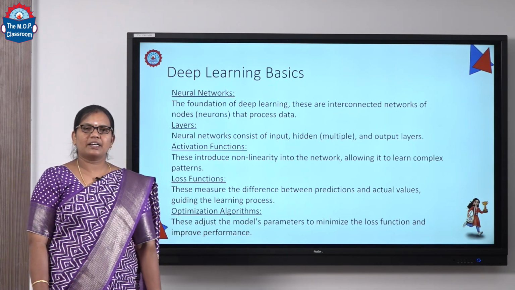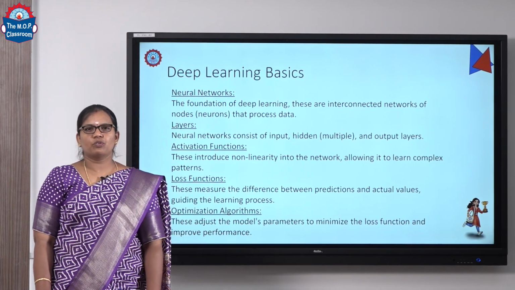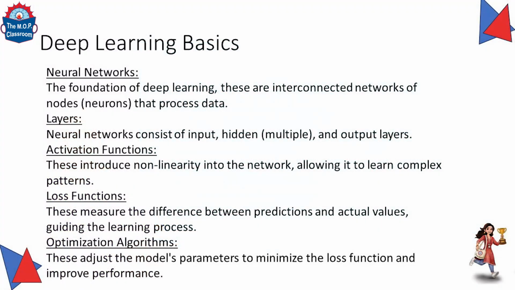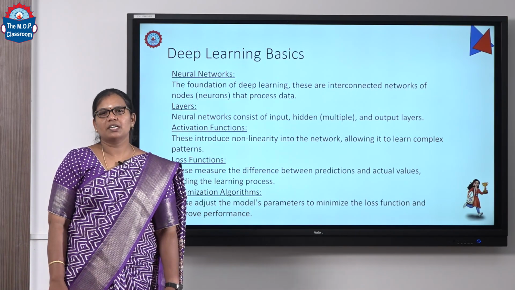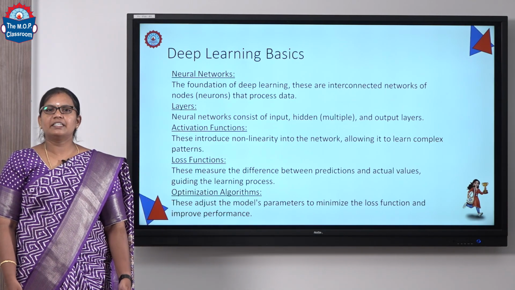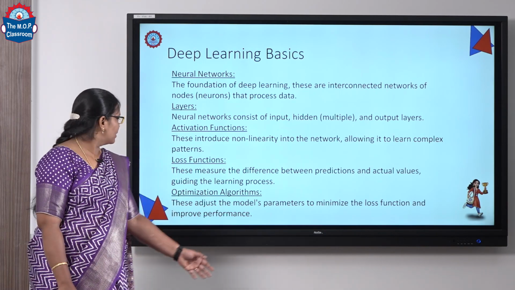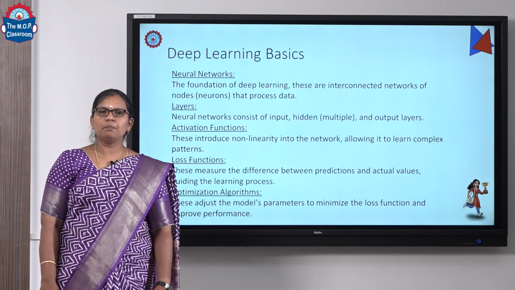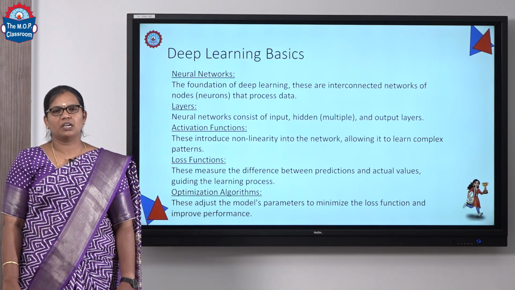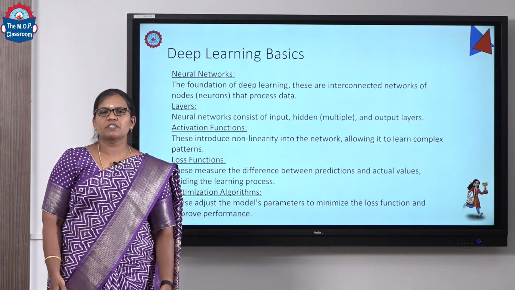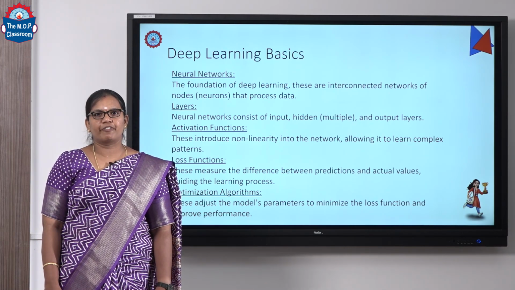The third one is the activation function. There are different types of activation functions, like sigmoid, softmax, ReLU, and tanh. It makes the model transfer the information through non-linear transformation. Also the loss function is used to calculate the difference between the actual output and the predicted output. Then finally, the optimization algorithm. In deep learning we use different types of optimization algorithms, which are used to reduce the loss function and also to improve the performance.